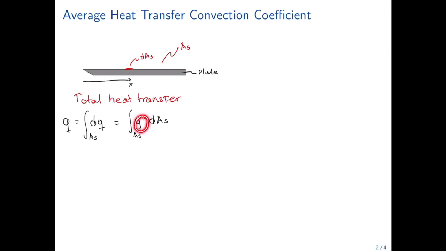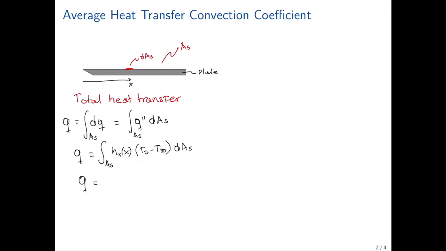Now, the heat flux for this section can be computed using the local heat transfer convection coefficient. In that way, Q is equal to the integral over the total area of h_x of x, a little bit redundant, but so we know the notation, multiplied by Ts minus T infinity multiplied by dAs. In this equation, Ts minus T infinity is constant, so we can factorize it outside of the integral.